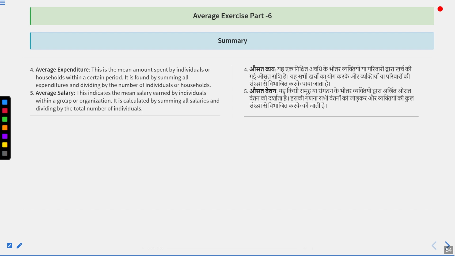What is average salary? This indicates the mean salary earned by individuals within a group or organization. It is calculated by summing all salaries and dividing by the total number of individuals.